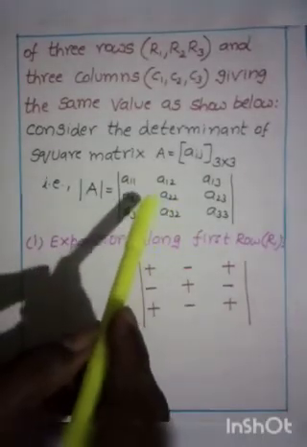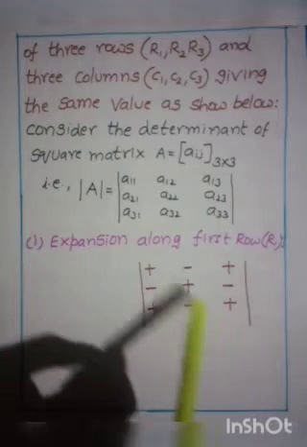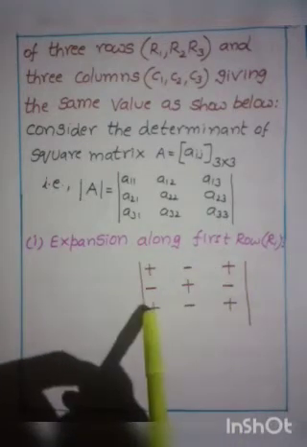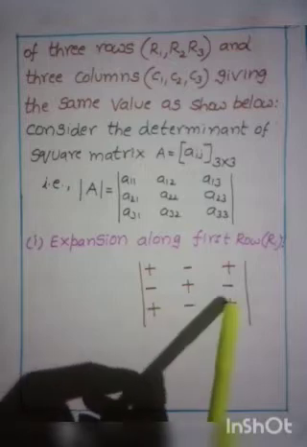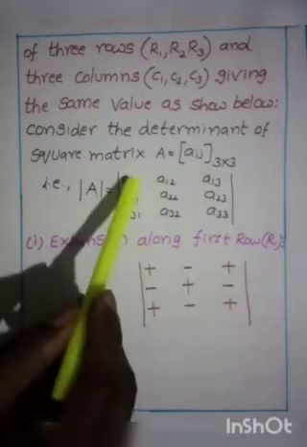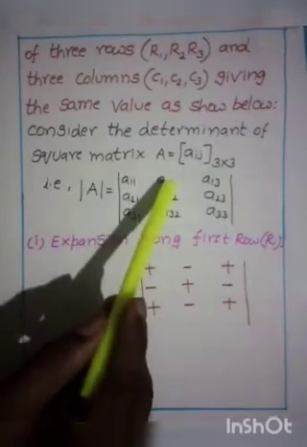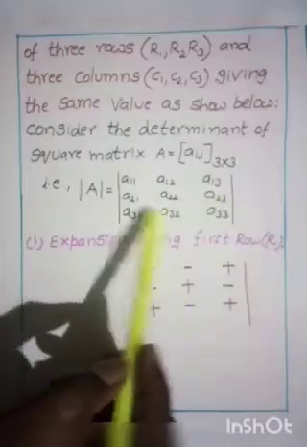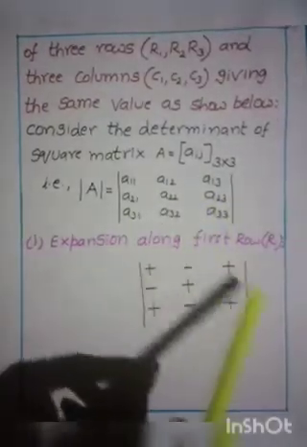First, you must remember these signs in this order: plus, minus, plus, minus, plus, minus. The first element is plus, then minus, plus, minus, plus, minus, plus, minus, plus. In this order, you must remember.